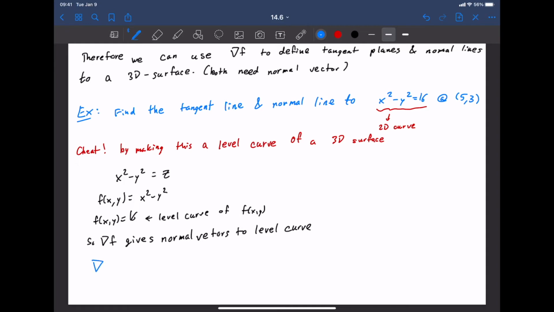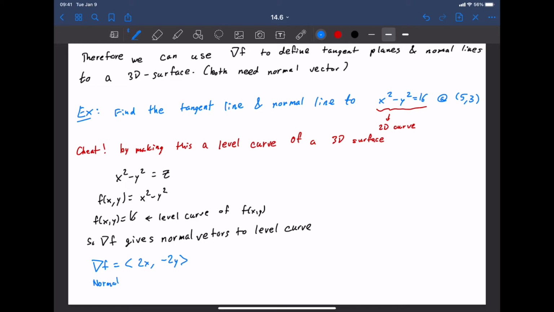So what is the gradient of f here? This should be relatively easy to calculate. We're talking about the derivative with respect to x, and then the derivative with respect to y. Okay? That's going to be a normal vector. This is a normal vector.